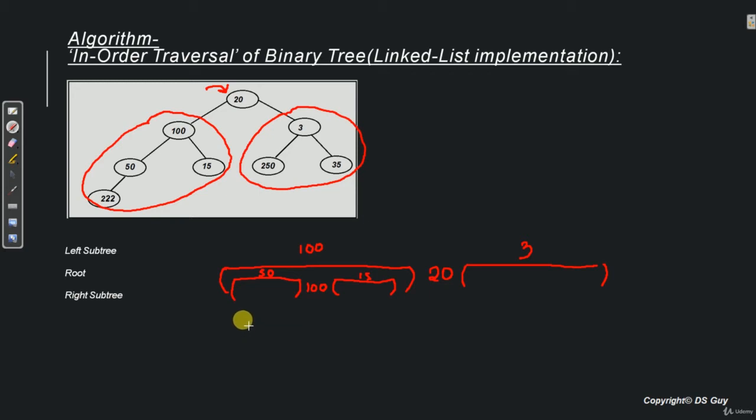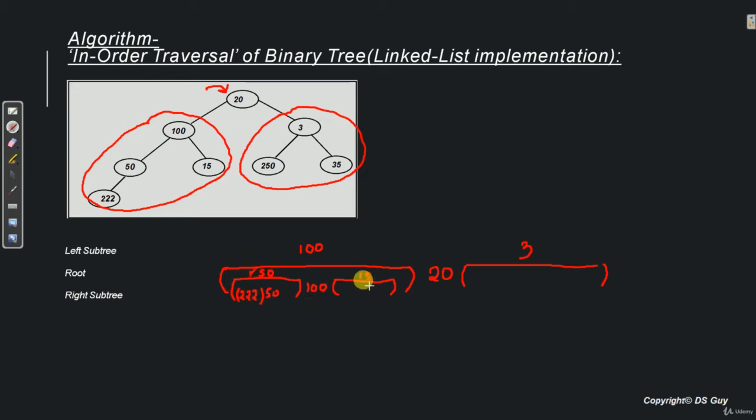Now we have to again solve this bracket over here. So what is this bracket? This is the subtree rooted at 50. So how will we solve? We again put left subtree, then the root which is 50 and then the right subtree. Now since there is no right subtree of 50 because it is null, we can eliminate it. So we will cross it. It's not required. Now what is the left subtree of 50? It is 222. So we'll put 222 over here. So this subtree's work is done.